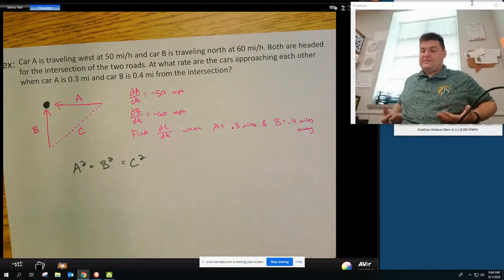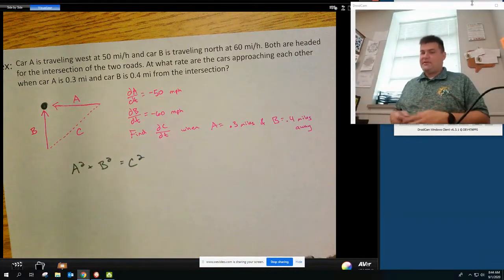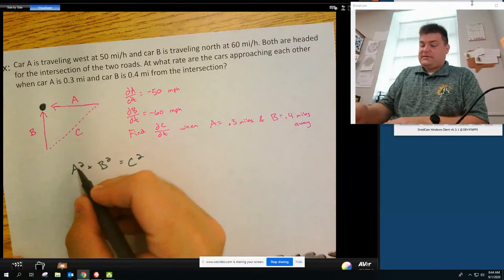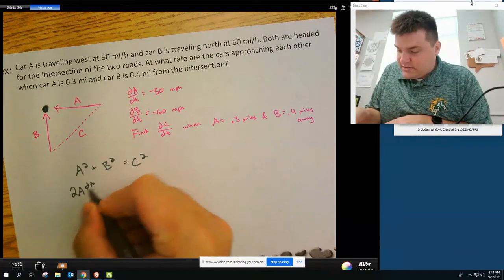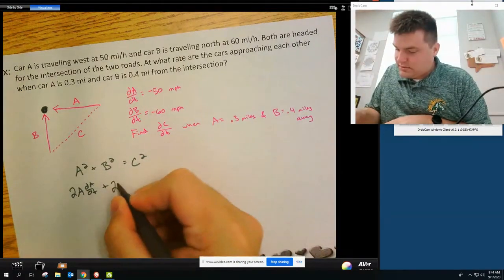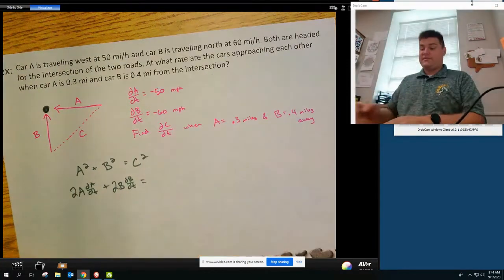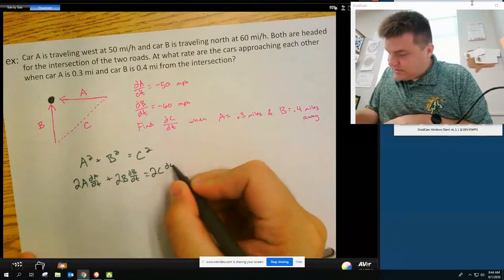There's no constants, so there's actually nothing else to do here other than take the derivative. So let's go ahead and do that right now. Taking the derivative of this is going to be 2a, and then we have to tag it, dA/dt, plus 2b, dB/dt, equals the derivative of c squared, which is going to be 2c, dC/dt.